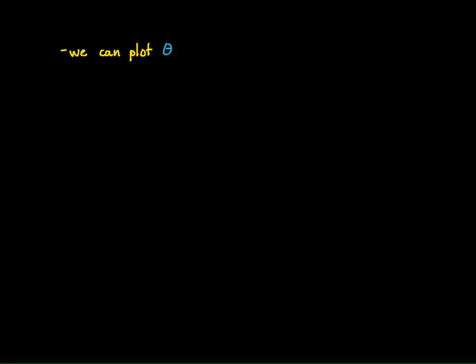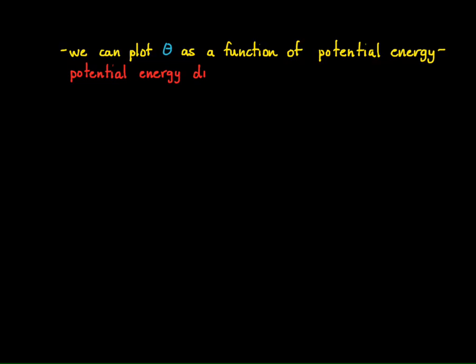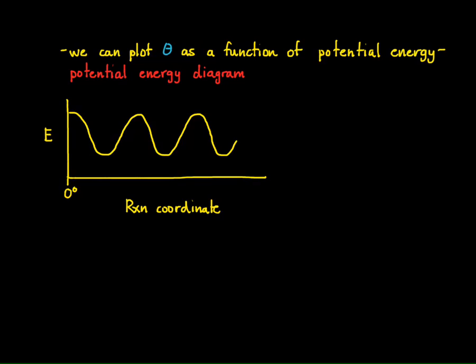Now, we can actually plot theta, the dihedral angle, as a function of potential energy, because we see that eclipsed conformations are higher in energy, they're destabilized, and staggered conformations are stabilized. We call this plot a potential energy diagram. And the way it looks is if we essentially plot energy versus a reaction coordinate, we get this oscillation effect. So if we start at 0, where we have an eclipsed conformation, now what happens?